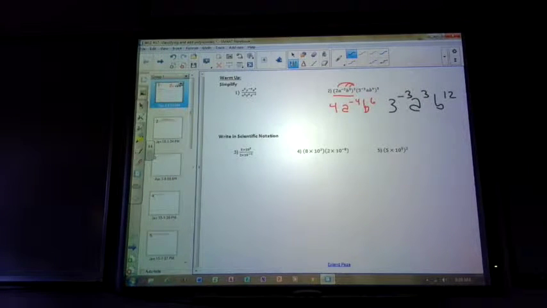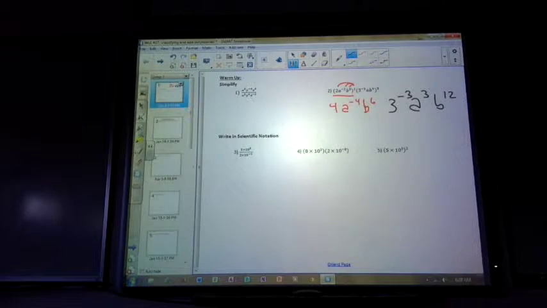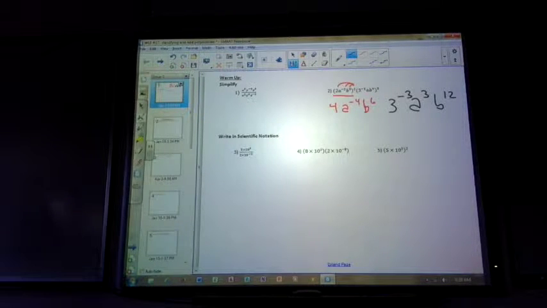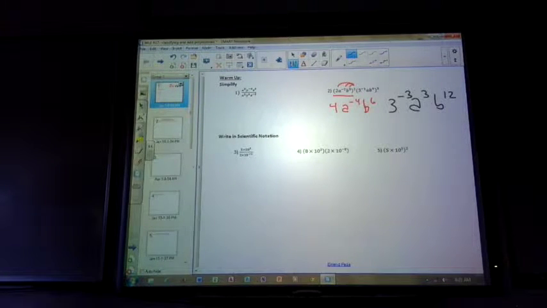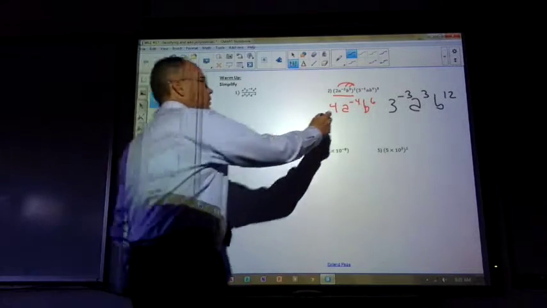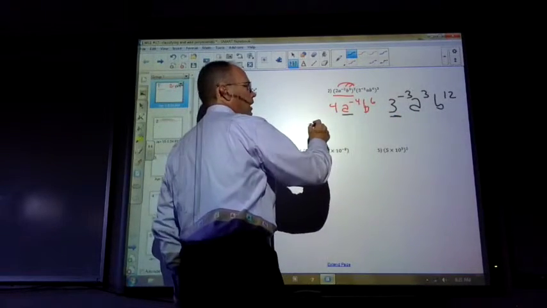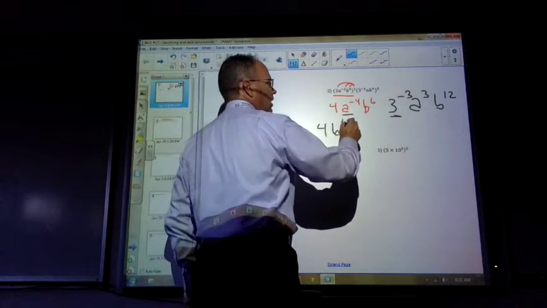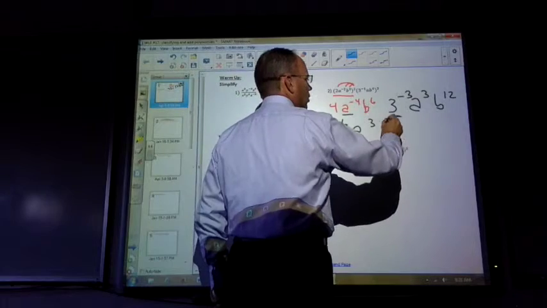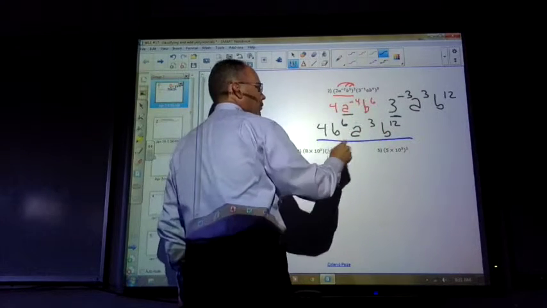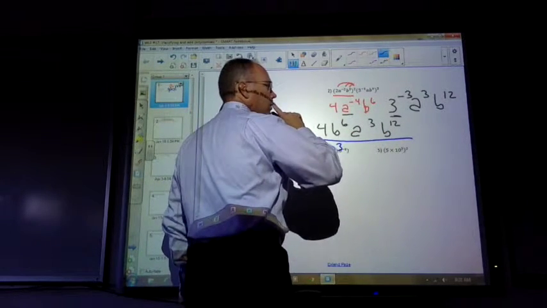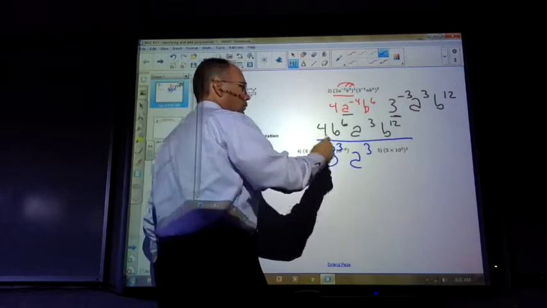Okay, I do have some negative exponents. So, Ben, what's a negative exponent you see right away? Where should that go? Below. Becomes a denominator. There's not a denominator, it's going to become one. What else is a negative exponent? 3 to the negative 3. So this and this are both going to move. Okay, so on top I'm going to get 4, I have b to the 6th, I have a to the 3rd, I have b to the 12th, and we're going to put that all over 3 to the 3rd, a to the 4th, excuse me.